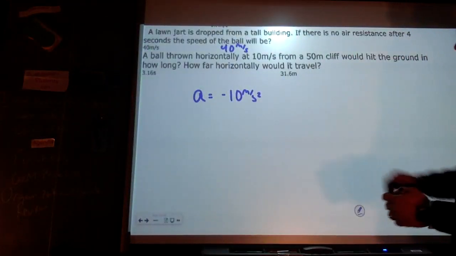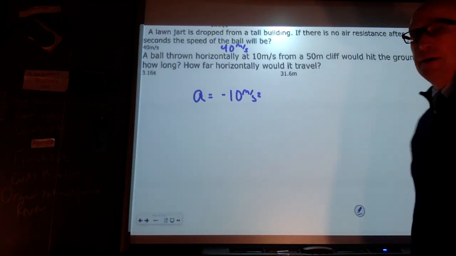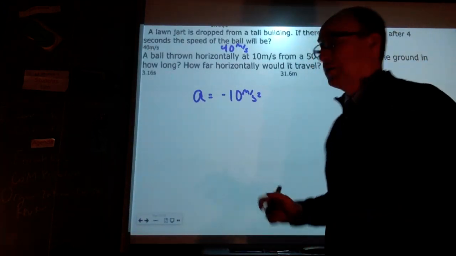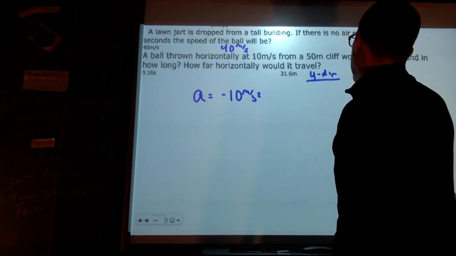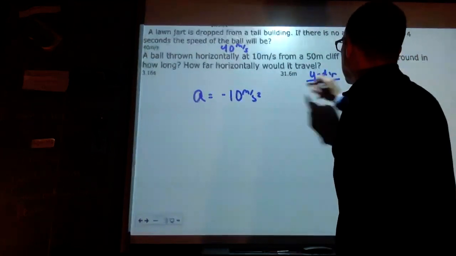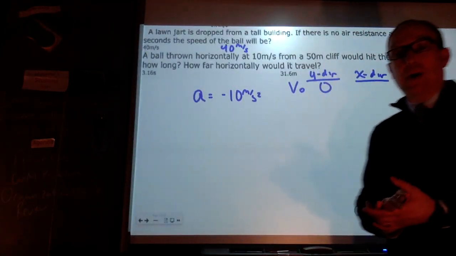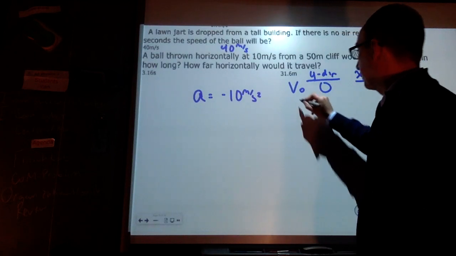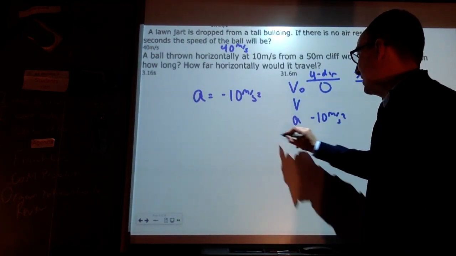A ball thrown horizontally at 10 meters per second from a 50-meter cliff would hit the ground in how long? I need to make two charts. I need to have a y direction chart and an x direction chart. For a horizontal launch, our initial velocity in the y direction is always 0. If we're on Earth, our acceleration is always negative 10.